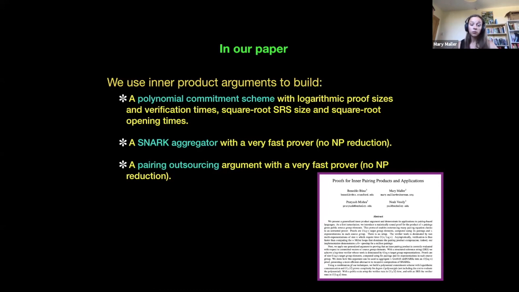We also discuss how you can use it to build a snark aggregator. So if you have lots of Groth16 proofs, then you can aggregate those all up into a single proof and check that. And we also discuss how, if you want to outsource a pairing computation, maybe quite a large pairing computation, and check that the result of that is correct, this is something that you can do. And what's quite nice about it is that the prover, the person saying, yes, this pairing computation is correct, is very, very fast.